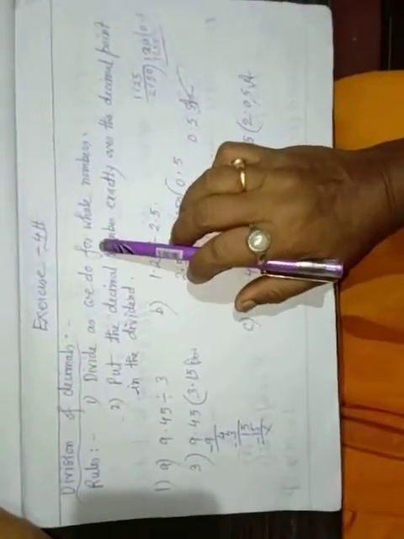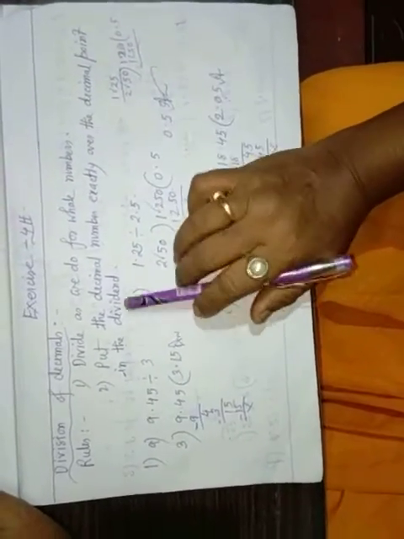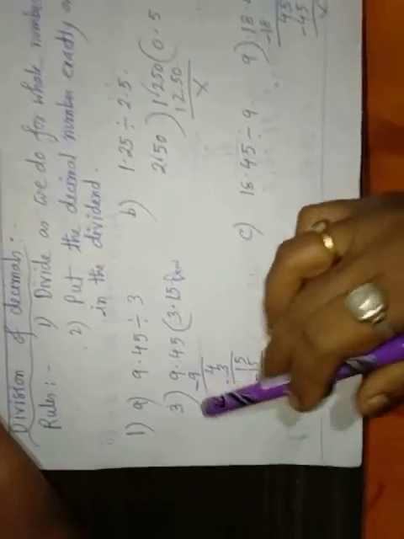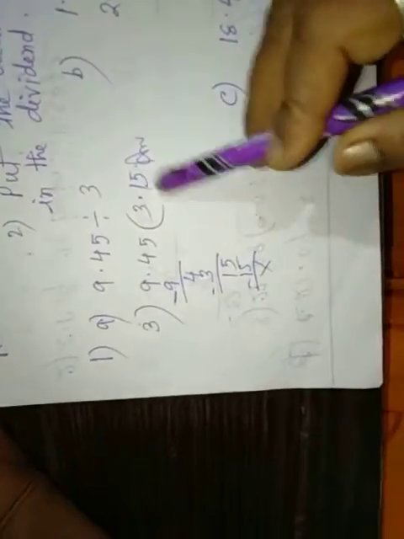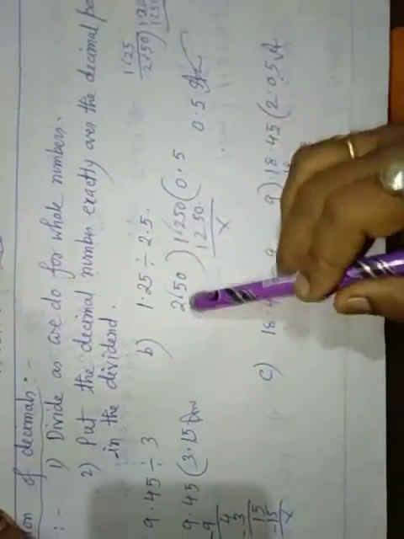Okay, next is division of decimals. Rules: divide as we do with whole numbers, and put the decimal point in the quotient exactly over the decimal point in the dividend. A: 9.45 divided by 3. 3 times 3 is 9, then 0.4, 3 times 1 is 3, 3 times 5 is 15. So 3.15.